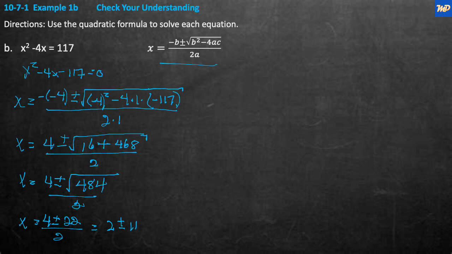Okay? And so now we have our x. x is equal to 2 plus 11, which is equal to 13, or x is equal to 2 minus 11, which equals negative 9. And there's the solution.